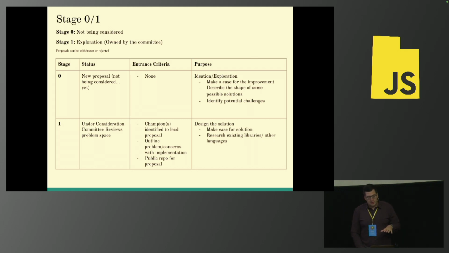Stage 1 is where it gets interesting. So that means once stage 1 happens, it'll be on the GitHub page. It's now owned by TC39, the technical committee. They're going to review the problem space. And then in order to get there, whoever wrote it, there'll need to be a champion. So that can be one or many people. And these are the people who are going to champion that proposal and try to take it the distance.